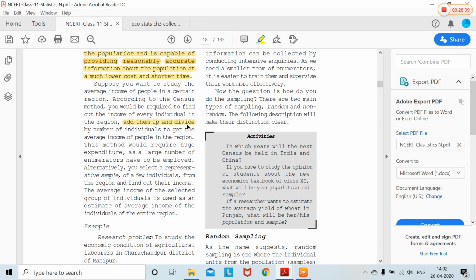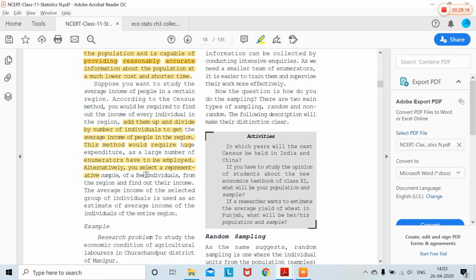Then you will add them up and divide by the number of individuals to get the average income of people in that region. But this method would require huge expenditure and so much time, as a large number of enumerators have to be employed. Whatever the region, let us suppose the region I've selected is Karol Bagh or Janakpuri or any other area. It would be really time consuming if you are going and asking every individual, if you select the census survey.